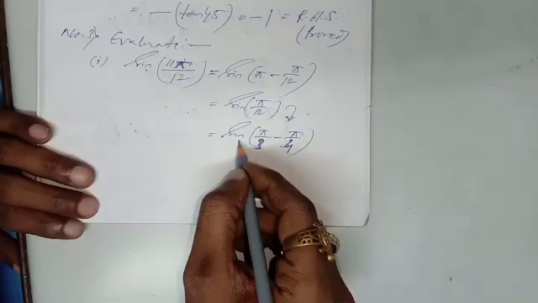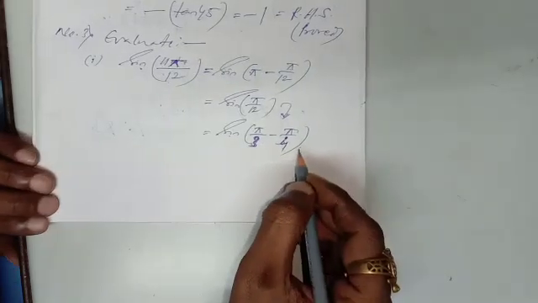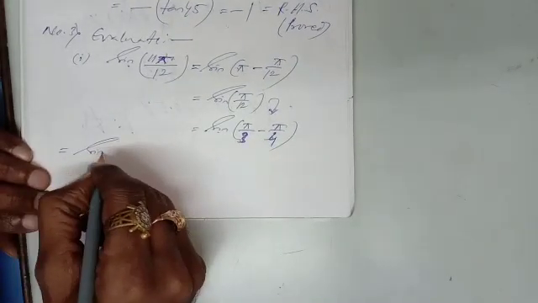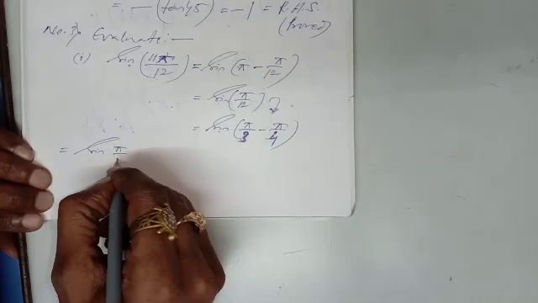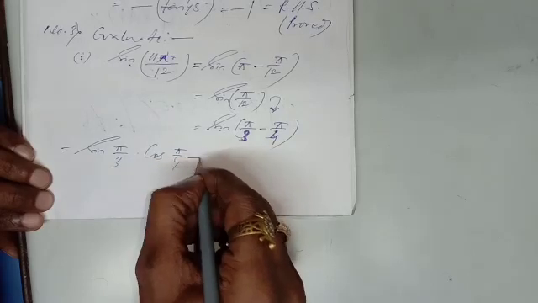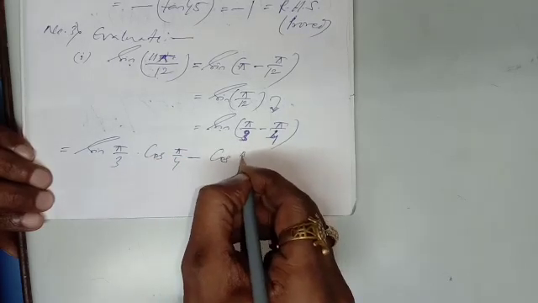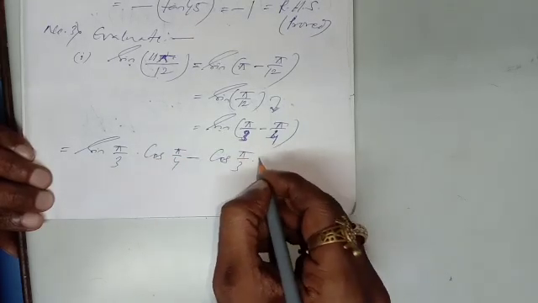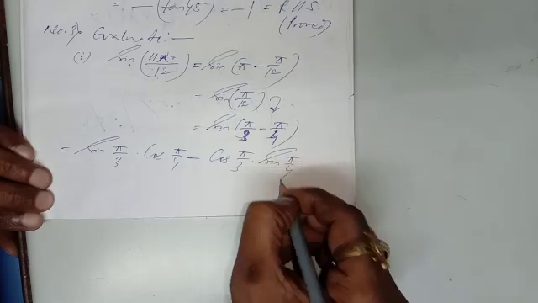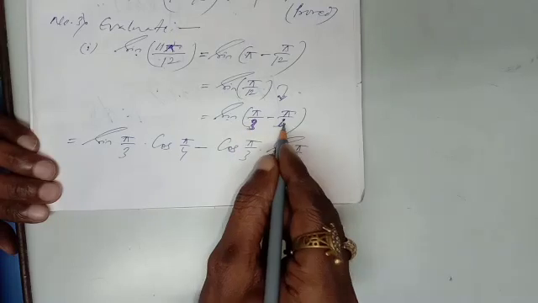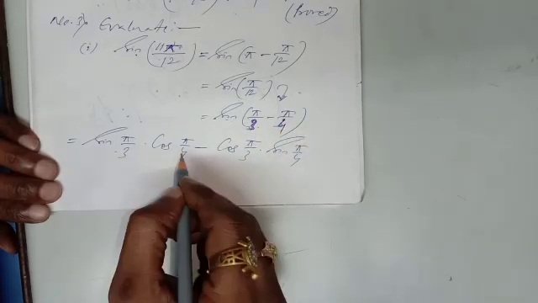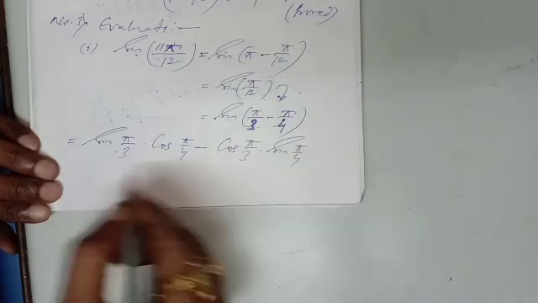Now you can apply the sine A minus B formula, the compound angle formula. Sine A minus B formula is what? That is nothing but sine A into cos B minus cos A into sine B. Here A means pi by 3, B means pi by 4. Sine A cos B minus cos A sine B.